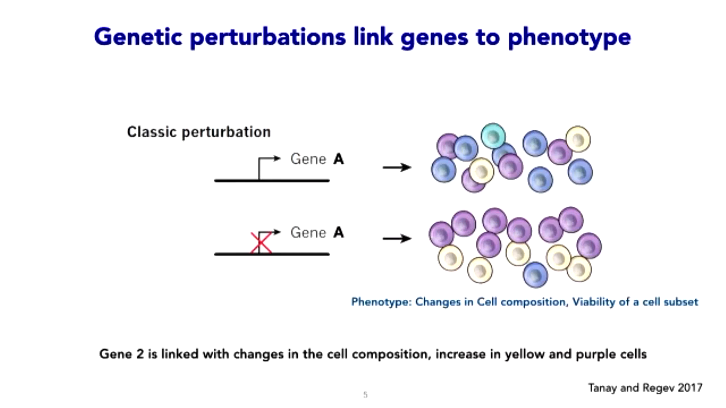And traditionally, genetic perturbations have been well established for dissecting function. So in a classical perturbation scheme, as we see here, we can imagine that we have a hypothesis that a gene, here gene A, is associated with a certain phenotype, in this case a change in cell composition. And we knock out the gene, and we do observe a change in cell composition. So here we see an increase in the number of purple or yellow cells, and a decrease in the number of green or blue cells. So we might conclude that gene A is linked with changes in cell composition.